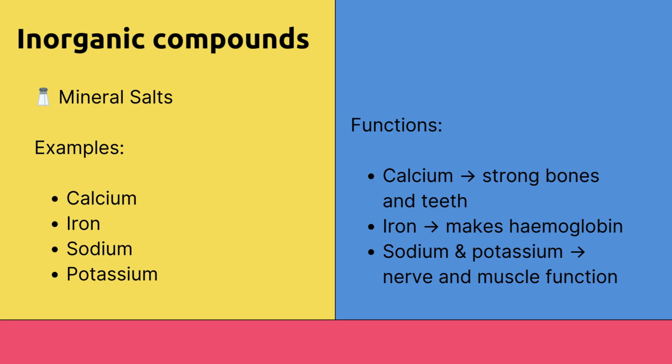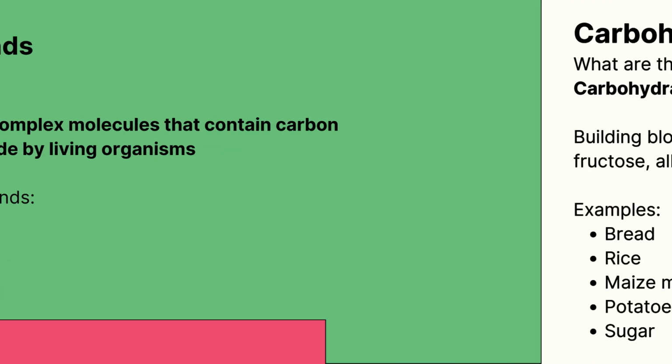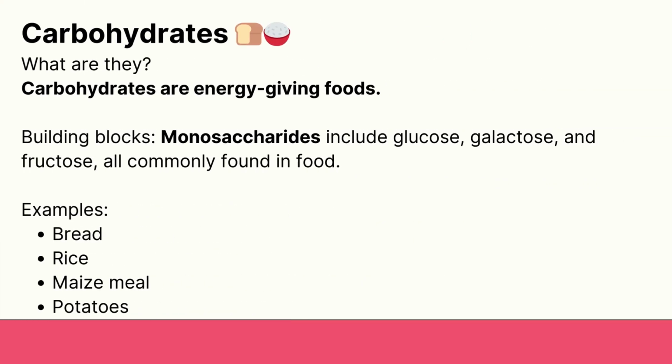And now let's move on to organic compounds. So organic compounds are complex molecules that contain carbon and hydrogen and are made by living organisms. Carbon and hydrogen in the same molecule. So the four main organic compounds are carbohydrates, proteins, lipids, which are fats and oils, and vitamins. And I'm sure you guys have heard of these words before or seen them somewhere.